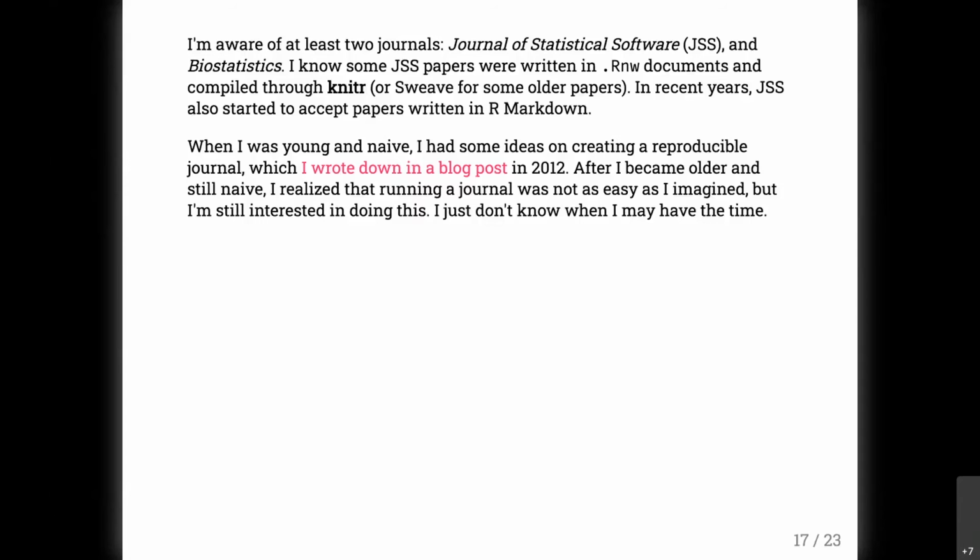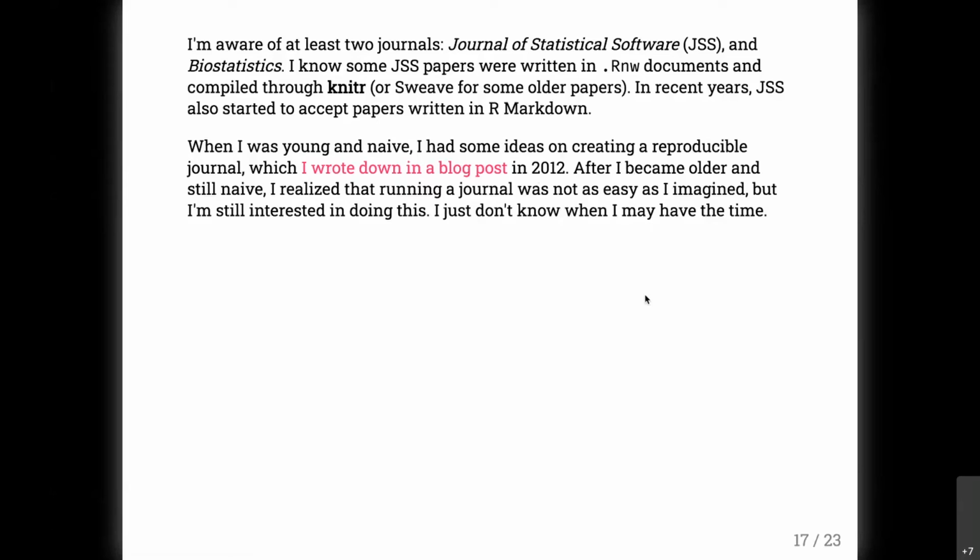All right, so in terms of the journals that embrace reproducible research, I am aware of two. One is Journal of Statistical Software, and the other is Biostatistics. I know some JSS papers were written in the RNW format, which is one of the formats that Sweave supports. And in recent years, JSS has also started to accept papers written in R Markdown, which is really, really great in my eyes. So actually, when I was young and naive, I had some ideas on creating a new reproducible journal, which I wrote down in a blog post in 2012. If you have my slides, you can click on the link to see the ideas.